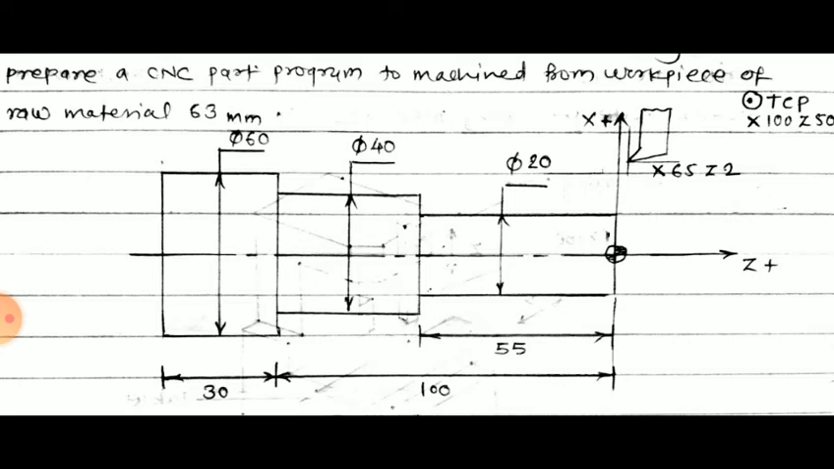So every time when you have to move the tool from the reference point, you have to mention the coordinates, whether it is plus or minus. That depends upon where you are moving the tool for machining operation.